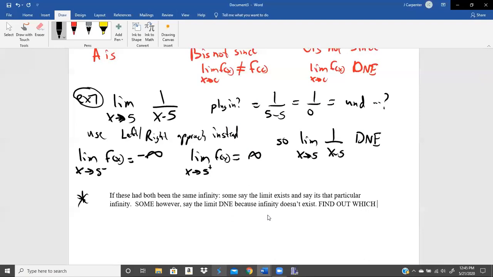Find out which MyMathLab does. You'll be able to find that out by doing an example. If you get it wrong, then try the other way. So if you find the left and the right limit are both positive infinity and you try to type in infinity and it says you're wrong, go back and try does not exist and it should mark it right.